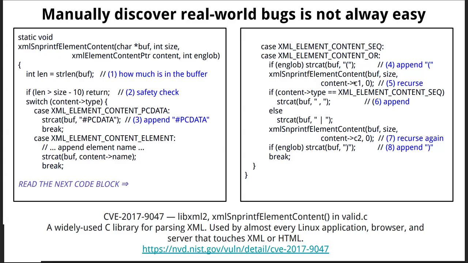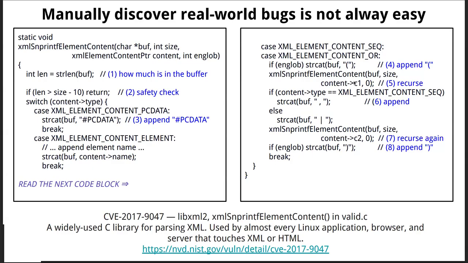So the function itself takes, let's say, 1, 2, 3, 4 parameters. The first one is a pointer, the buffer address, then the size of the buffer, then another content, and that is another built-in structure. It's a complicated structure, then there's another integer passed in here. So the first thing this function does is to compute the length of the buffer right now. So how much data, how many bytes have already been written to the buffer.